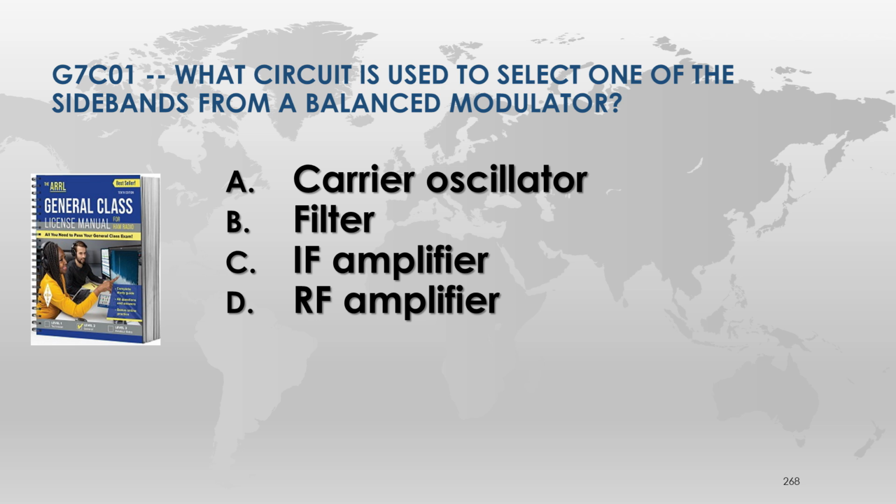What circuit is used to select one of the sidebands from a balanced modulator? We've got a balanced modulator. We want to take one sideband. How would we do that? Alpha. Instead of being stuck with bravo on that one. The filter, you're going to filter out the other part.